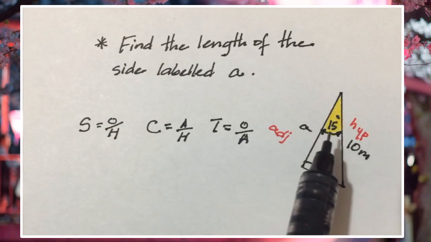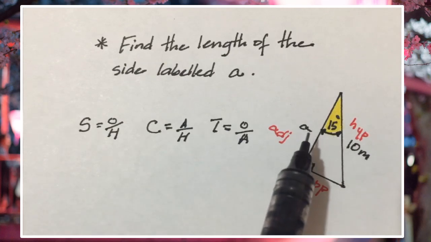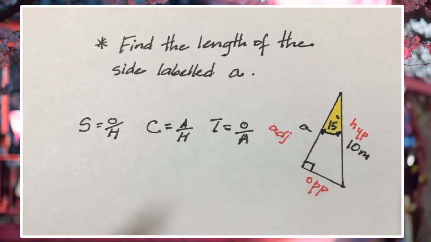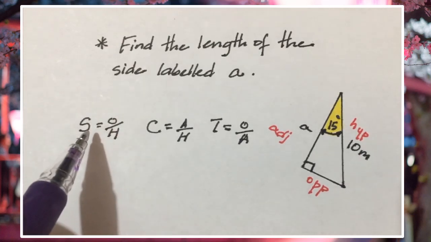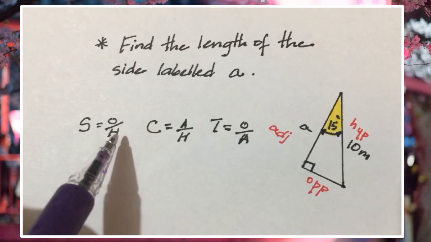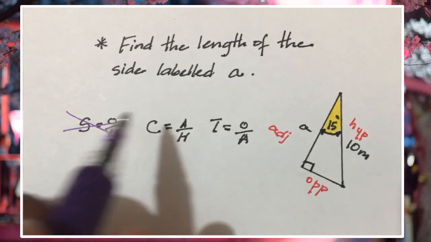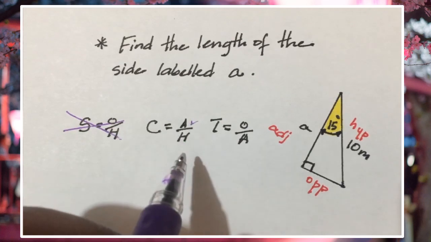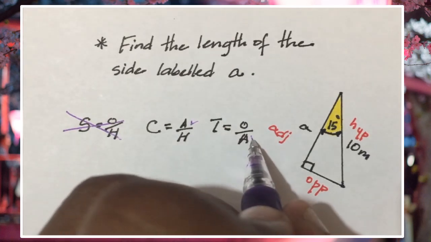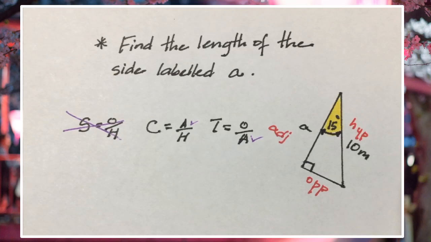So we have an angle. We're trying to figure out what A is, which is the adjacent. So the ratio we use must have the adjacent in there. Let's look at sine. Is there any A for adjacent? No. So straight away, this one is out. There's an A here in cosine and there's an A here in tangent.